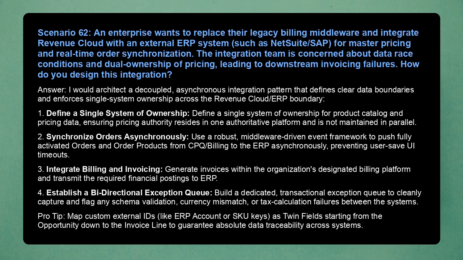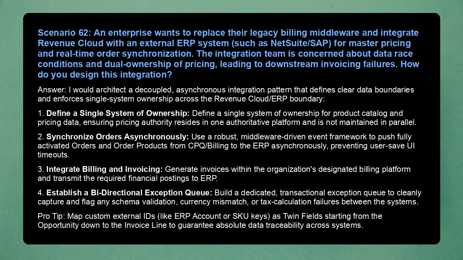Answer: I would architect a decoupled, asynchronous integration pattern that defines clear data boundaries and enforces single system ownership across the Revenue Cloud and ERP boundary. 1. Define a single system of ownership. Define a single system of ownership for product catalog and pricing data, ensuring pricing authority resides in one authoritative platform and is not maintained in parallel.